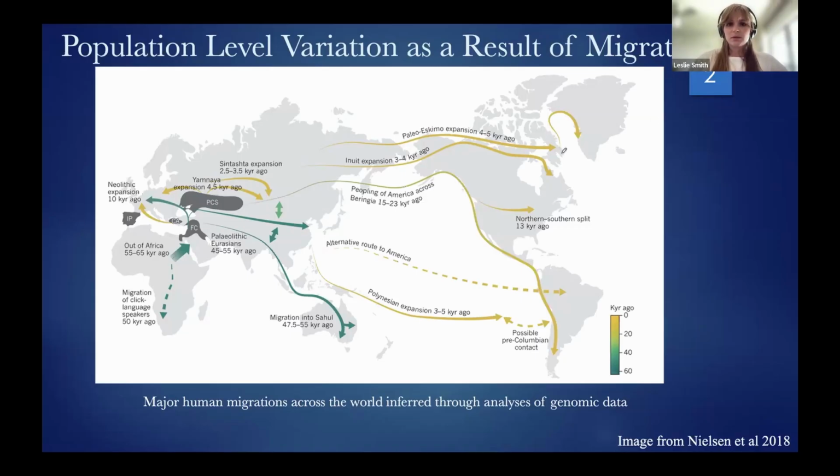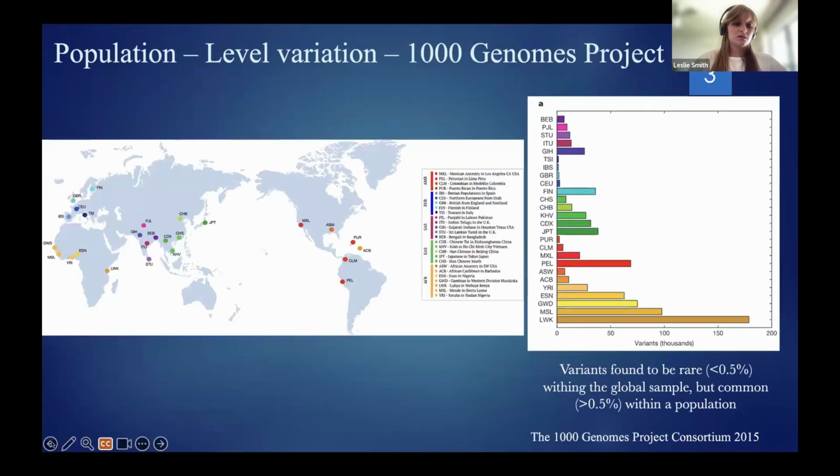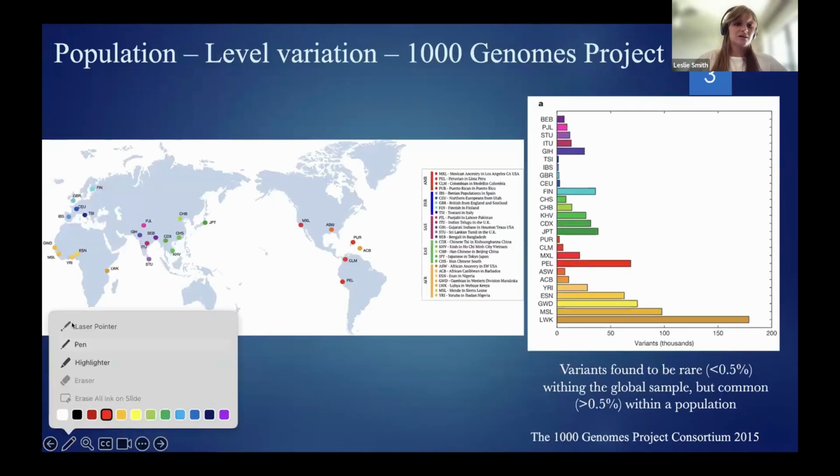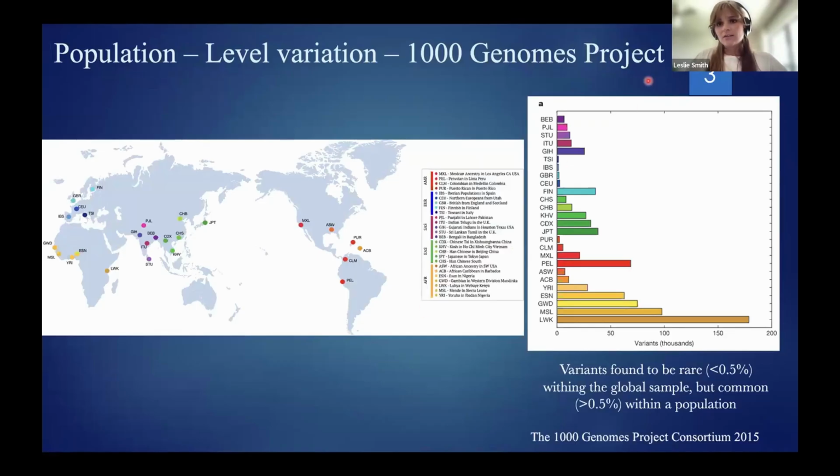One of the biggest studies looking at this and trying to measure this variation across the globe is the 1000 Genomes Project. And so they sampled 26 populations around the globe, shown on the left here.